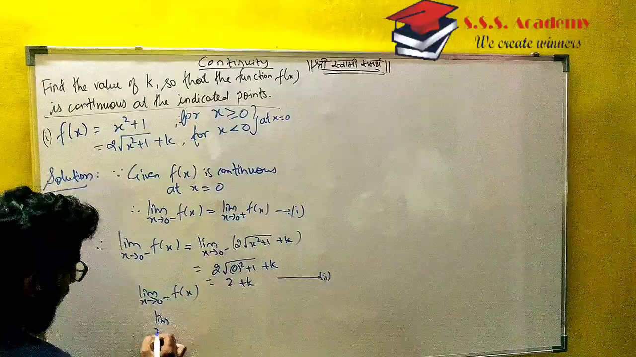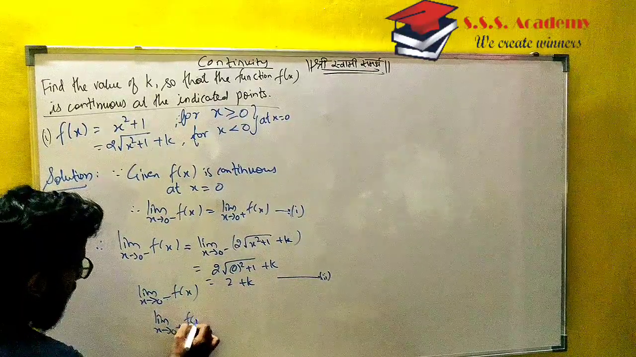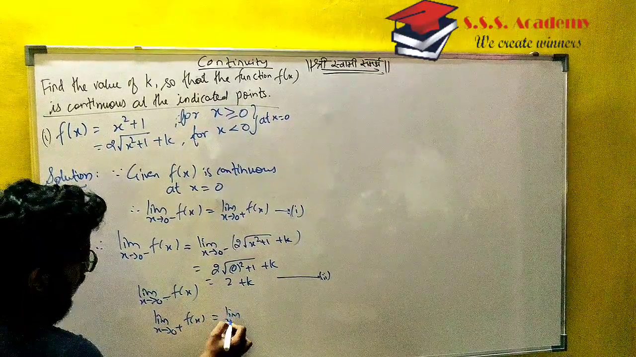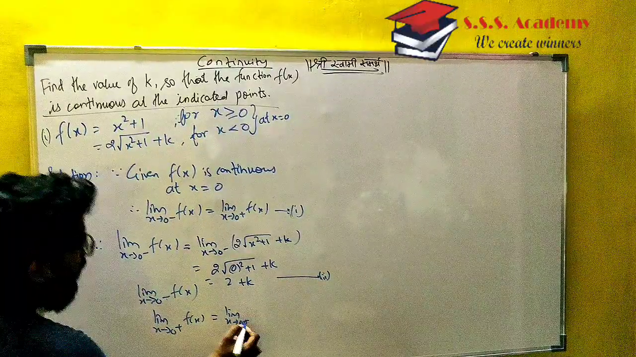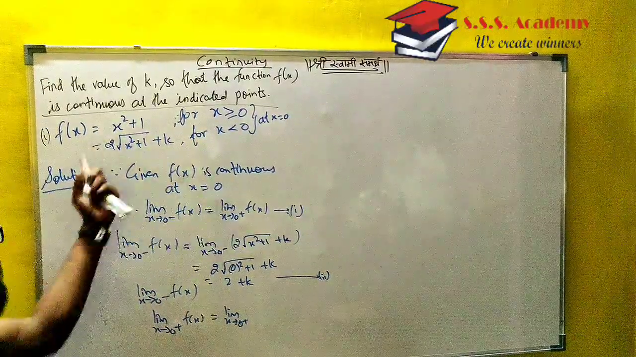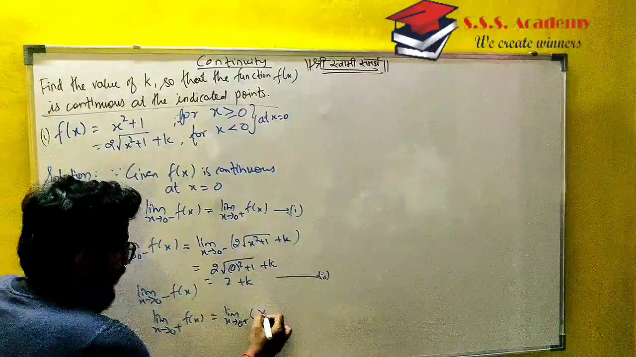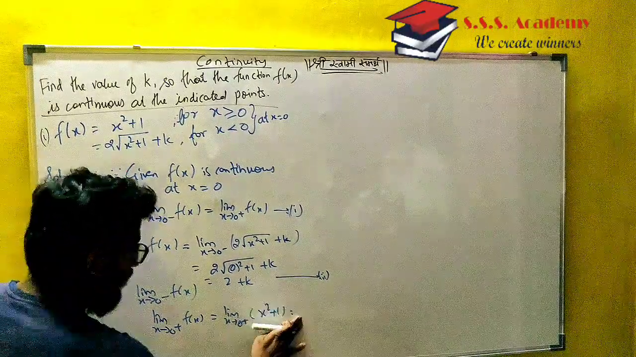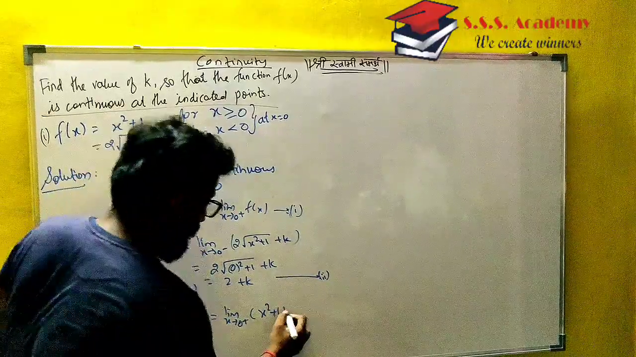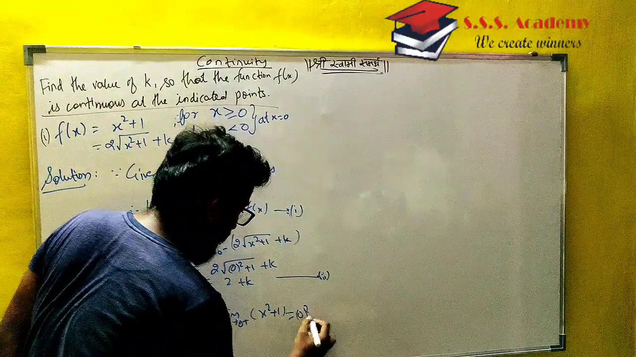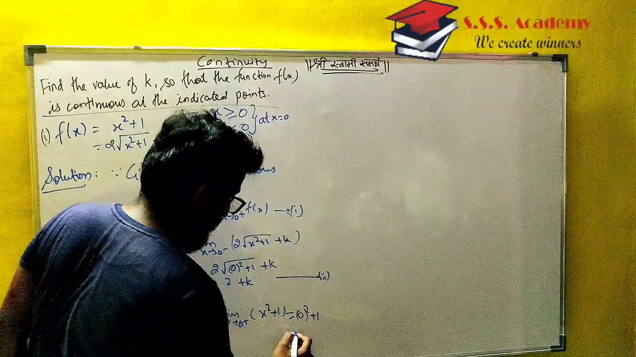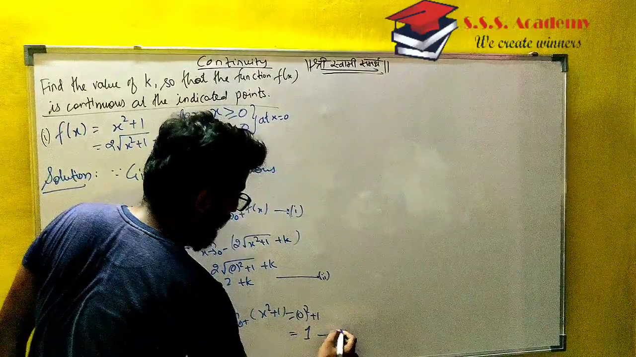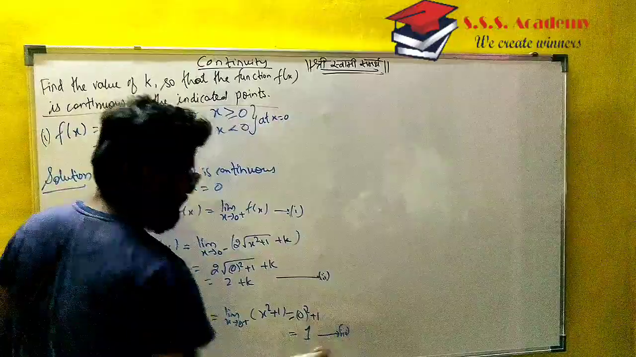And now limit x tends to 0 plus f of x. 0 plus means x greater than 0, and the corresponding function is x square plus 1. To that we'll put the value, so we'll be getting 0 square plus 1. That is nothing but 1, and we'll keep it equation number 3.